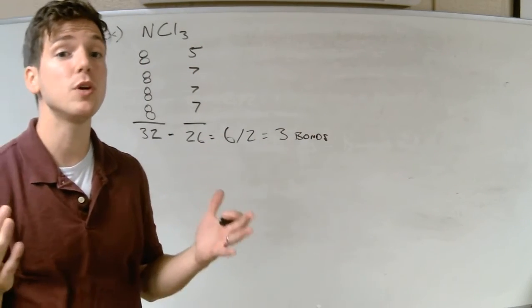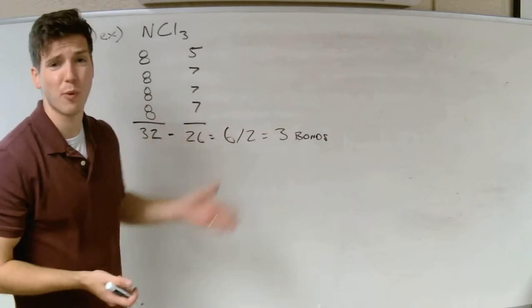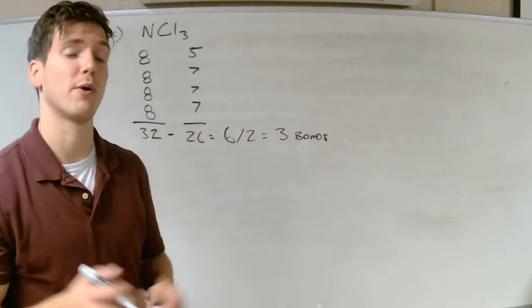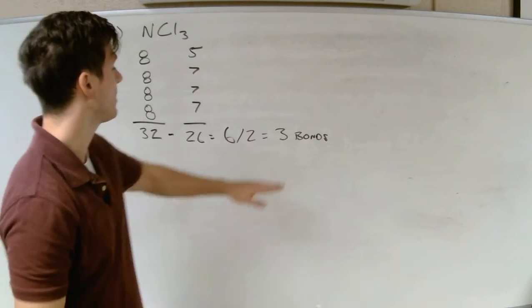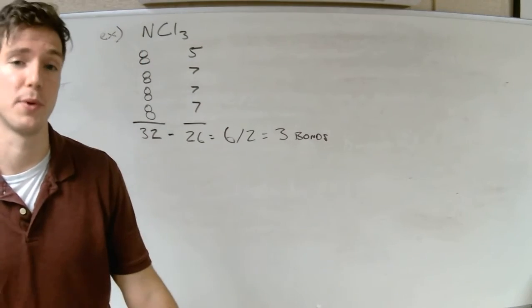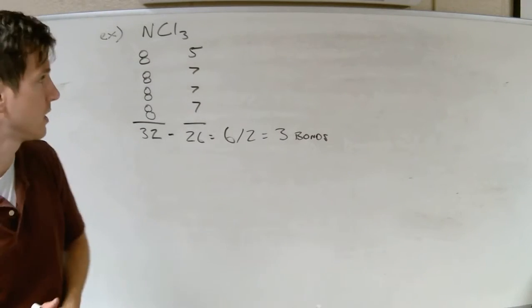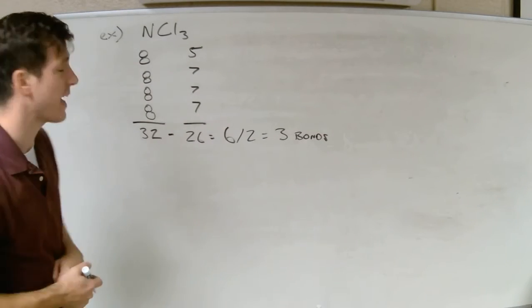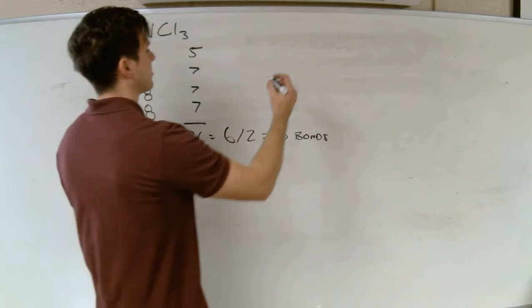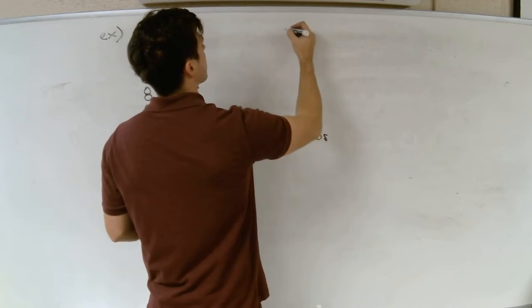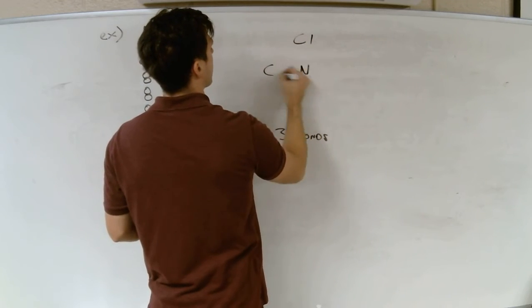If you end up with a number like 2.5 or 3.5 or 1.5, you know you goofed up somewhere and you weren't counting your valence electrons. You should always get a whole number there. Step 5, we determine our central atom. It's the one that's by itself. Nitrogen's by itself. It's going to be our central atom, and it's going to be surrounded by chlorines.